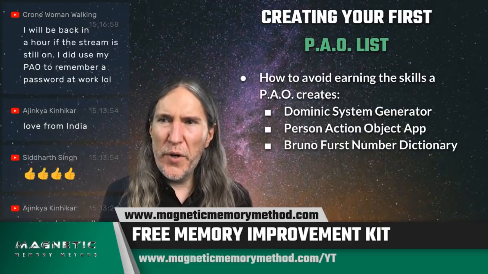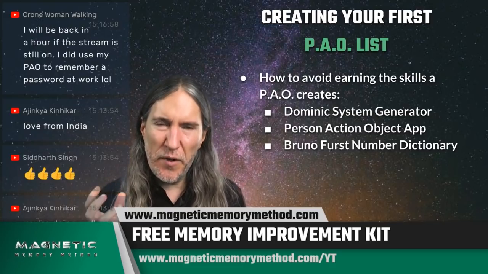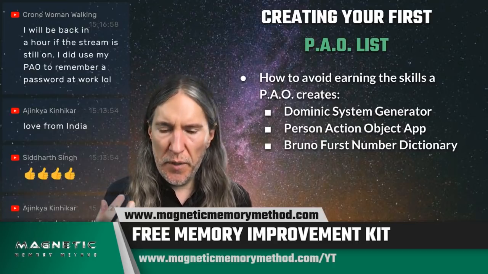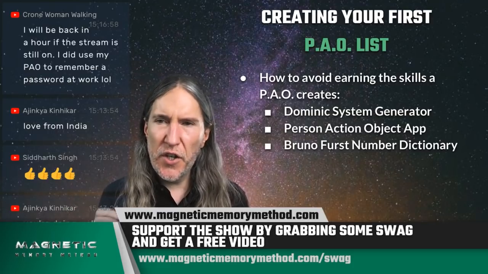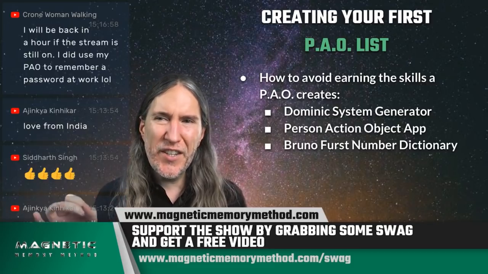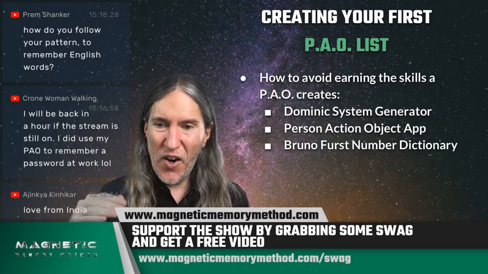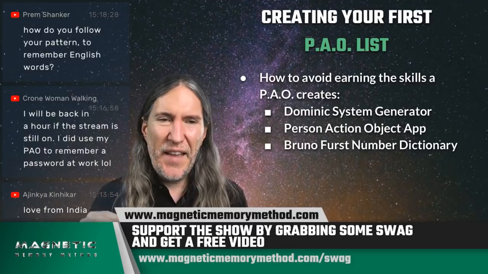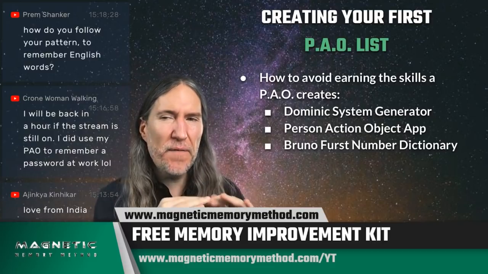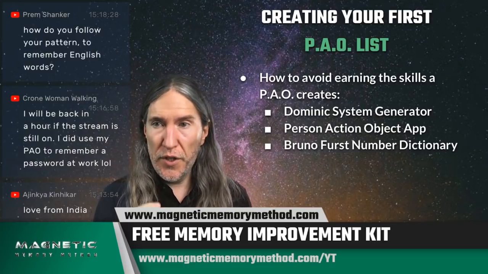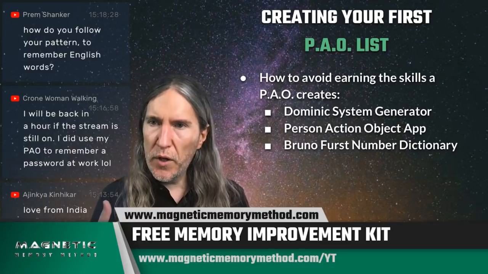Let's talk about how to avoid learning the skills that a PAO will create. Because there's a number of skills that you're going to create when you learn a PAO. First, you're going to learn some form of association, whether it's the major or the Dominic. You're going to learn a form of association that's going to strengthen your association abilities. Then you're going to learn how to focus and concentrate on juggling multiple pieces of information in your mind. And that whole thing about holding 5 to 7 pieces of information in the mind at a time, you're going to extend that. You're going to make it very, very fluid if you actually do this properly and not cheat, and actually give your brain the opportunity it deserves to do a bit of work.